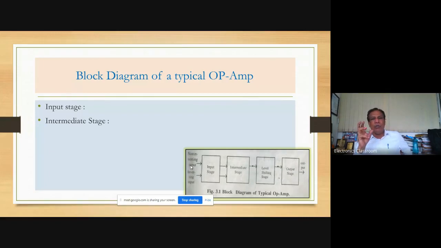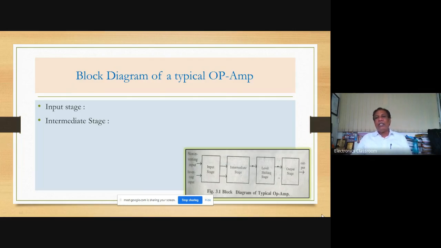Then the question will arise in front of you: what is the use of the intermediate stage, and why are we using the second differential amplifier after the first differential amplifier? काय गरज आहे त्याची? The second differential amplifier has been implemented in the internal block diagram of the operational amplifier in order to increase the additional gain. फक्त त्याचा उपयोग आहे की we have to increase some additional gain.